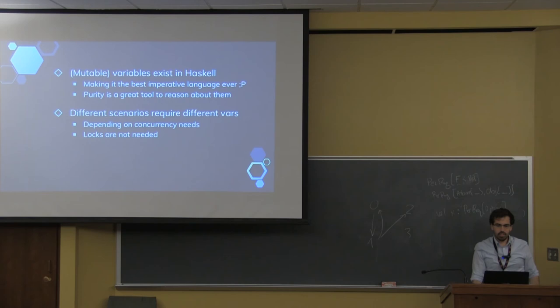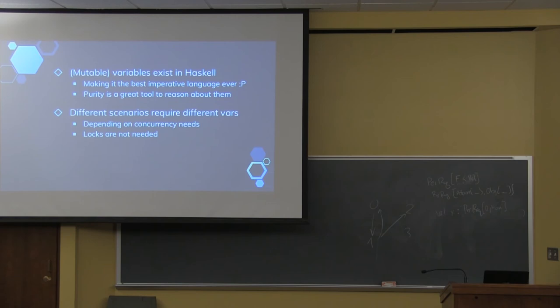So, conclusion: mutable variables exist in Haskell, which as a result makes Haskell the best imperative language ever. And actually, we can see that in this case, purity gives us the freedom to have some kind of structure like STM, like Par, which we couldn't have if things weren't warranted to be pure, because you cannot retry things, you cannot isolate things.